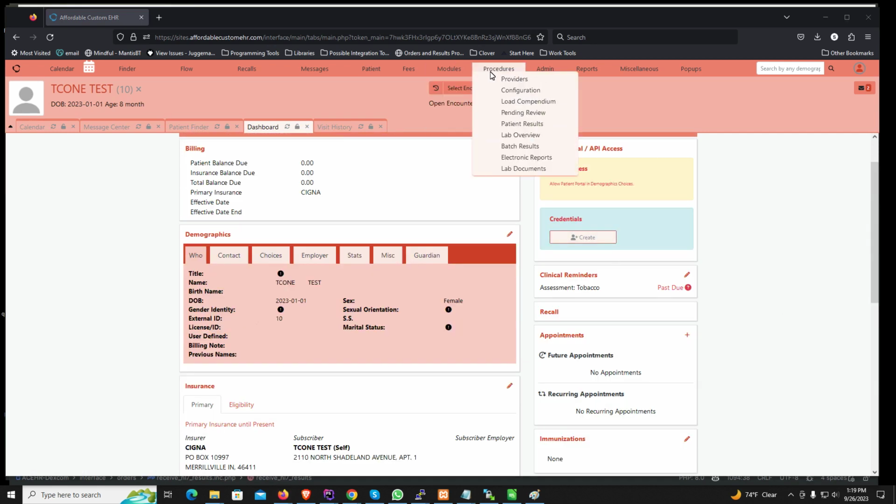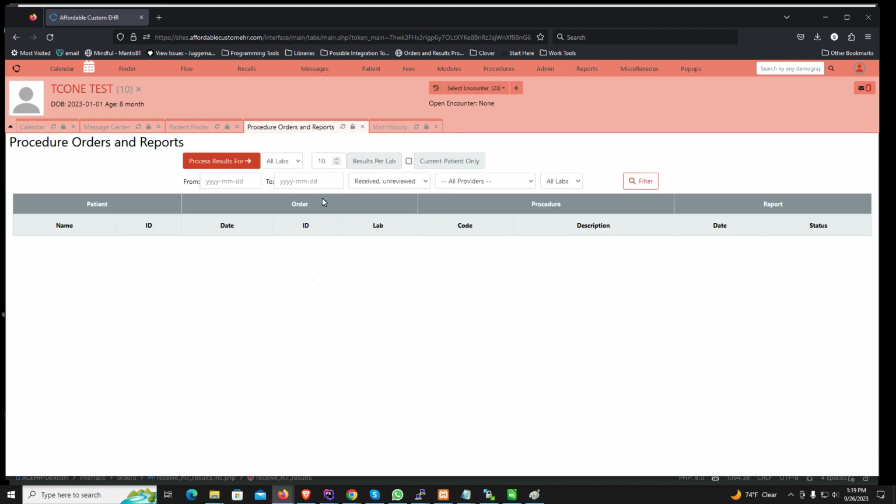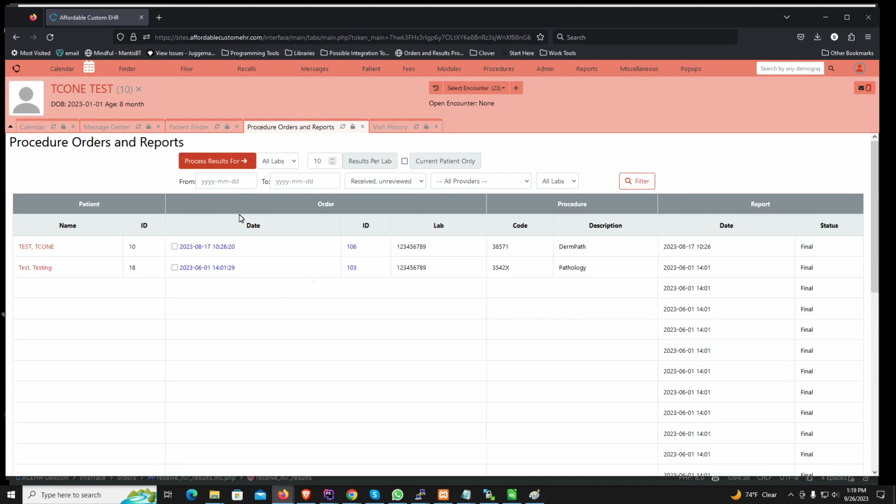Now I'm going to open up electronic reports. In the electronic reports, this has a dual feature: when I process results, it's going to check and see if there are any new lab results in and pull them into the system. Also, it's going to show me the previous ones that are there. So you can see here we have 817 for the lab now, and there was ID 106.